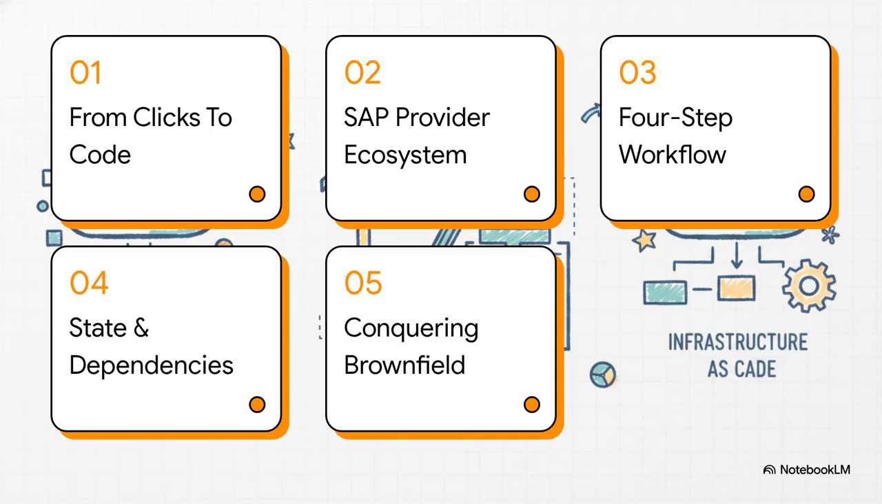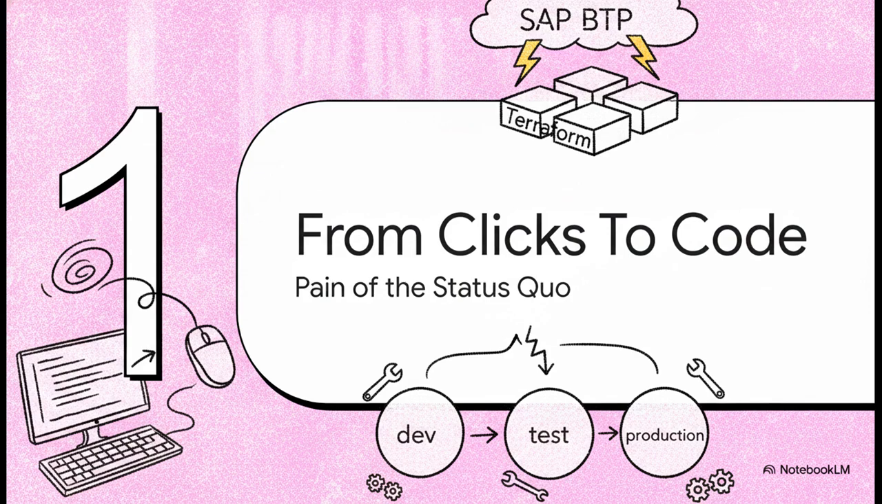Here's our game plan. We're going to start with the shift from clicks to code, check out the SAP provider ecosystem, walk through the four-step workflow, talk about managing state and dependencies, and finally, wrap up by conquering brownfield setups with the exporter. All right, part one, from clicks to code and the pain of the status quo.